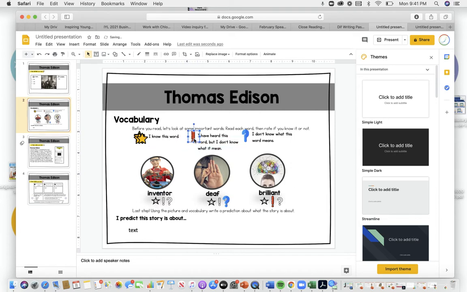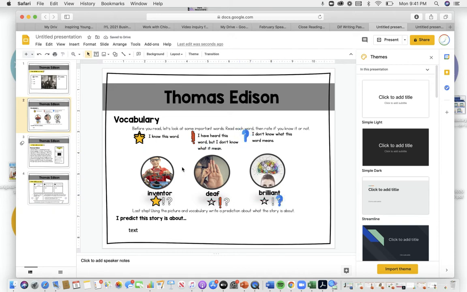So here they're going to do a knowledge rating scale of these 3 vocabulary words that they're going to find in their passage. So maybe they know what adventure is. You guys have been talking about that, they know it. Deaf, they don't know, they've heard it, but they're not sure what it means. And then brilliant, they do not know what that means at all.